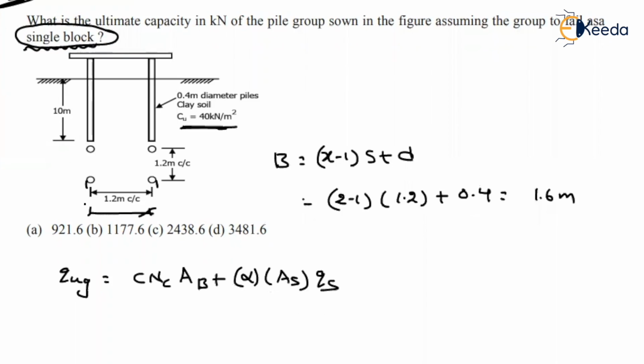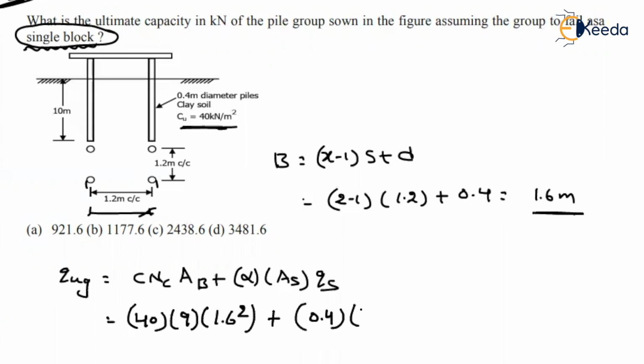Now what about the c value given? Cohesion, whatever it may be, it is 40. So that will be equal to 40. Did they give the Nc value? No. That means assume it as 9. What about the area if it is failing as a group? 1.6 meter. If it is a square shape, what is the square area? 1.6 squared. Plus what about the adhesion factor? 0.4.